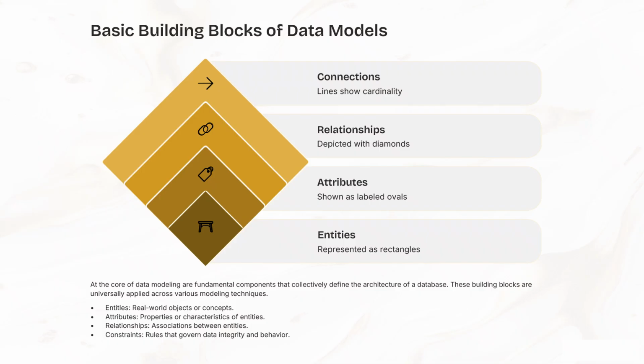Basic building blocks of data models. Entity is a real-world object or concept. Attribute is a property or characteristic of an entity. Relationship is an association between entities. Constraints are rules that govern data integrity and behavior.